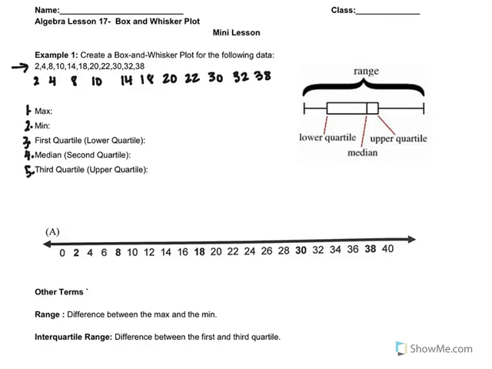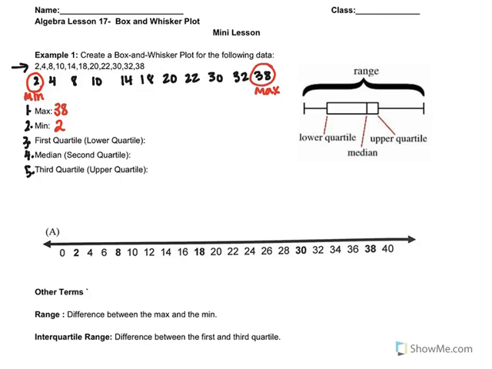So the easiest things you can find are your min and your max. The max is simply the biggest number that you have in your set of data. In this case we have 38, so my max is 38. That's the biggest number, the maximum. Your min is simply the smallest number in your data, so that's your minimum value, the smallest thing that you have here, in this case a 2.